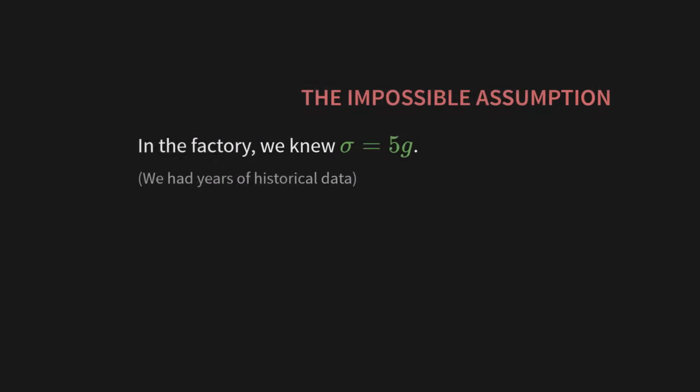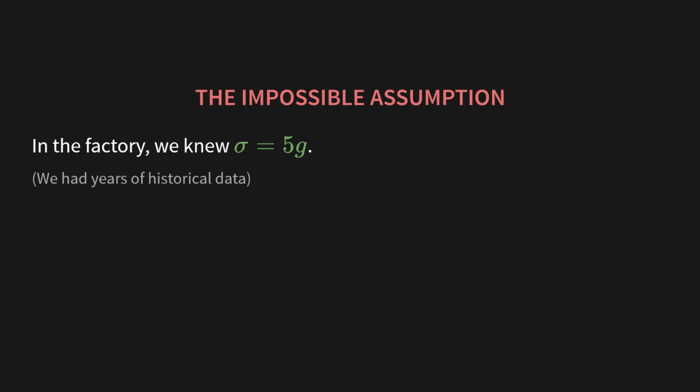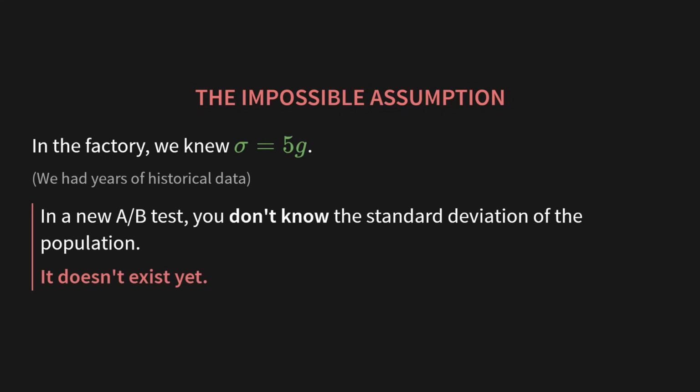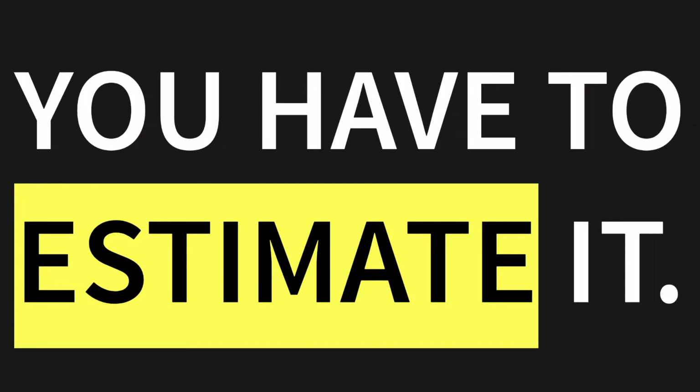We cheated. Here's the impossible assumption. In our factory, we knew that sigma was 5 grams. We had years of historical data to tell us that. But in a new A/B test, how could you possibly know the standard deviation of the entire population? It doesn't exist yet. You haven't rolled out the feature. You can't know it. You have to estimate it from your small sample.